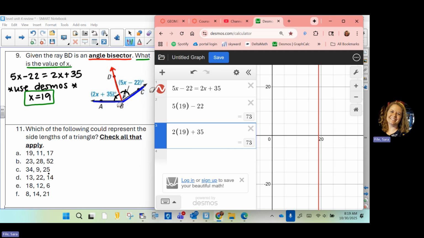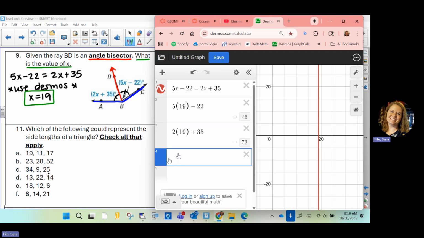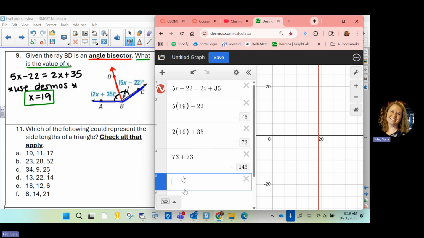And if it asks for the big angle, you can either do 73 plus 73, or you could do 73 times 2 because there's two 73-degree angles. So whether you add the two angles or take one of them and double it, you get 146 would be ABC. Are we all on the same page?